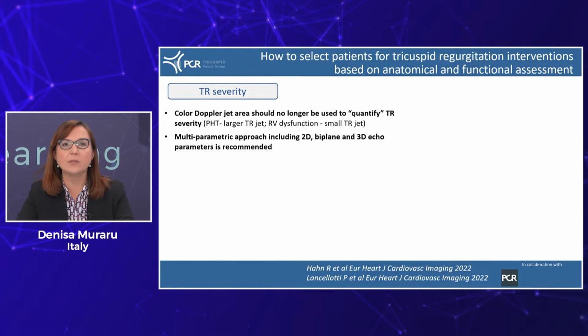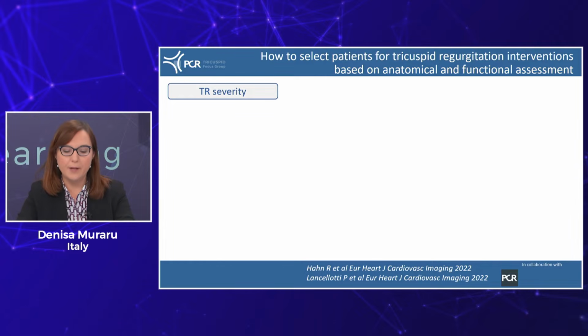So, as you know, according to the guidelines, the patient should have severe tricuspid regurgitation and should be symptomatic. But in order to establish the indication, most importantly, we need to be aware that color Doppler is not only unreliable, but should no longer be used in order to assess the severity of the tricuspid regurgitation. We should quantify the regurgitation severity using different parameters.